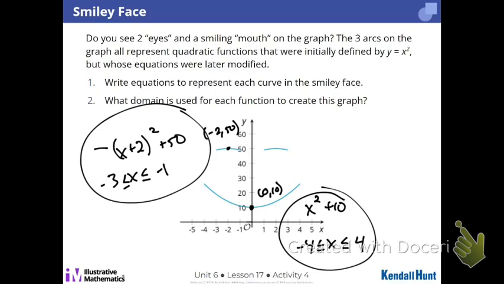Any vote on which eye we do next? Let's do the right eye. I was thinking the third eye, the upper eye. All right, third eye.